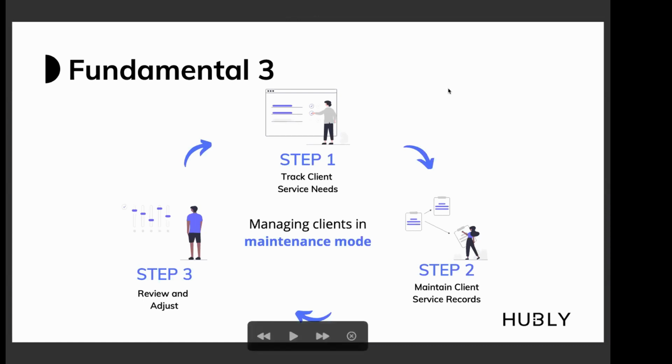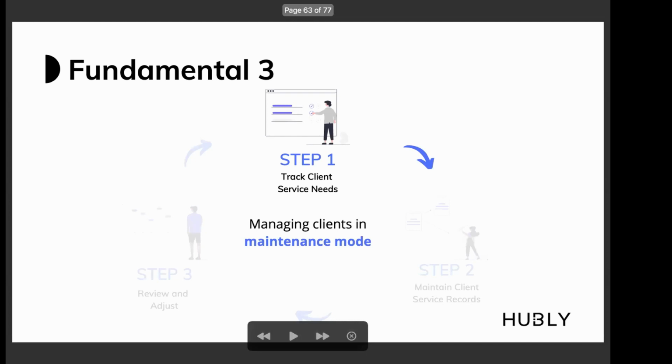The first is to actually spend time tracking client service needs. And I'll talk about some of the best practices for that. 2 is to actually maintain client service records of what you have delivered to your clients. And then 3 is to actually continuously adjust and review on an annual basis, and then go into the same circular format. And so if you follow this process as a company, you'll really be able to consistently improve your service offering to clients.